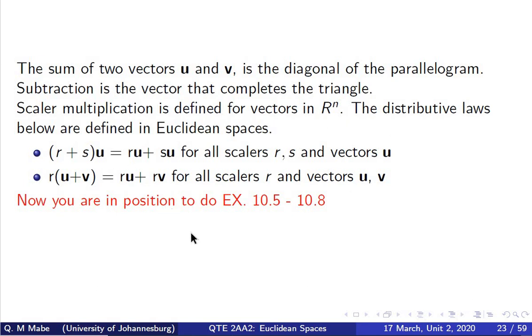This text is in red to show that it's very important. So it is very crucial for you to go to the textbook Mathematics for Economists by Simon and Blume. You use that textbook, you will do exercise 10.5 to 10.8.